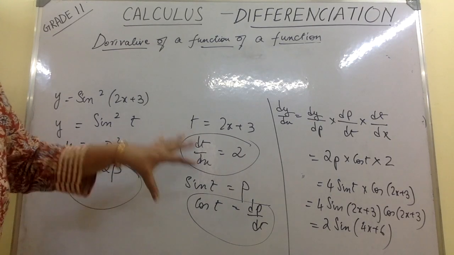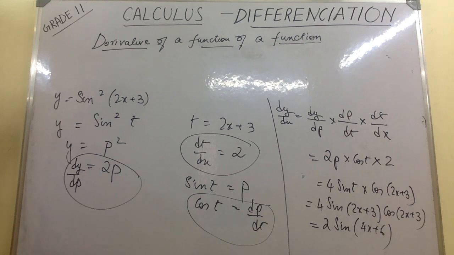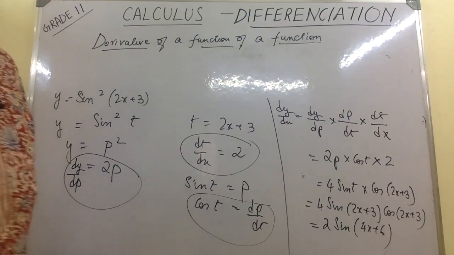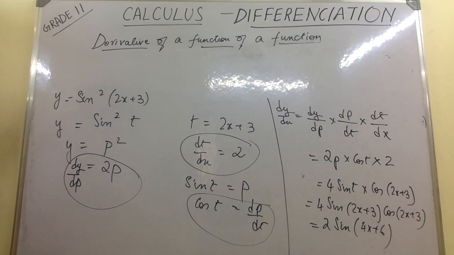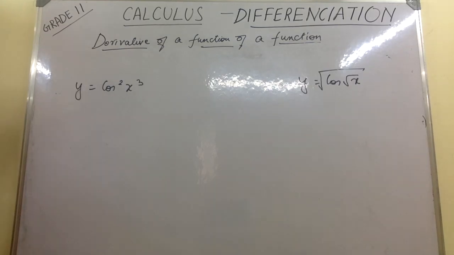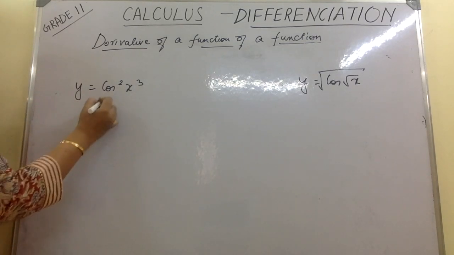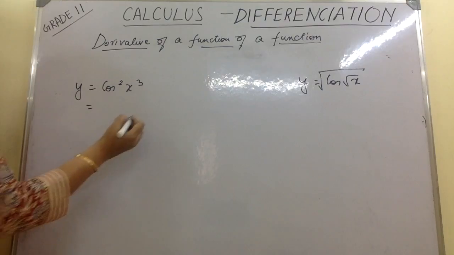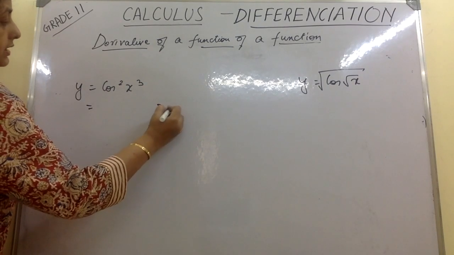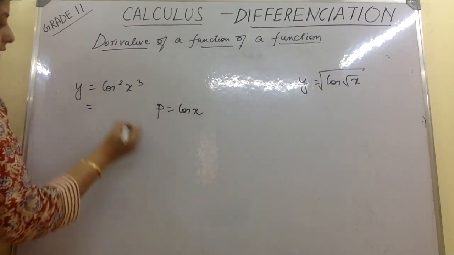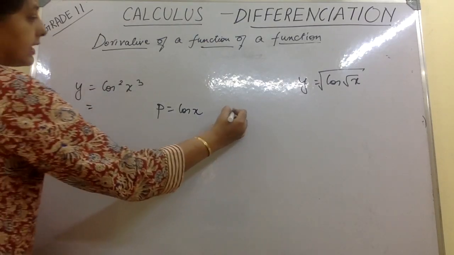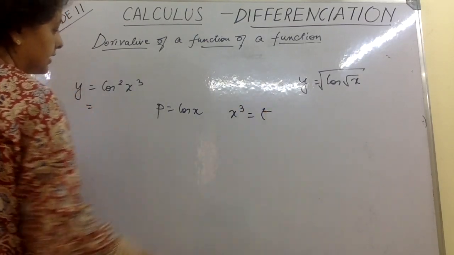So this comes in 3 steps. Slightly more difficult than the previous one. Okay. Let's see the next question. Earlier you will find it little confusing. Okay. So here I have two sums. First thing is cos x. So let's take p is equal to cos x. But then x cube is equal to, let's say, t.